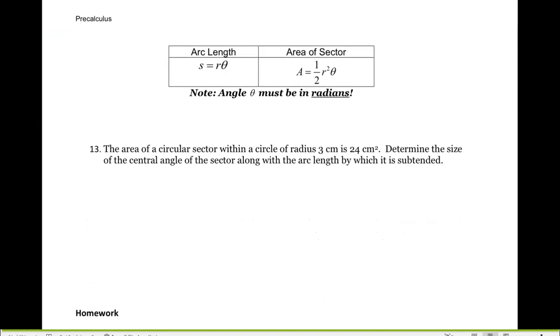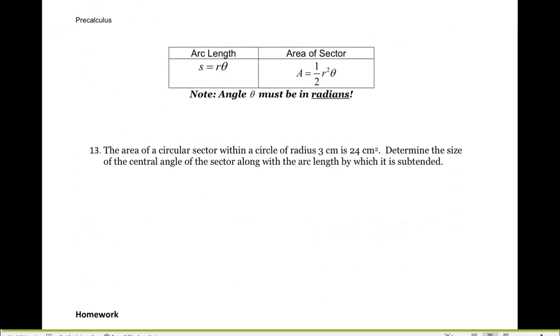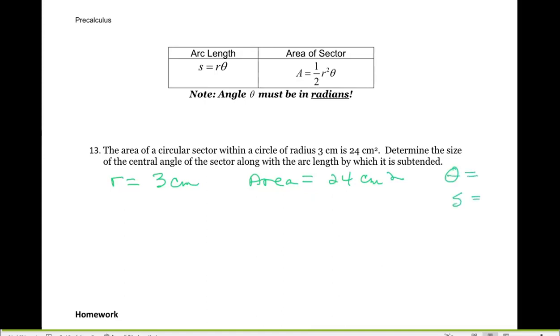Okay, so then 13. Here I give you the formula again. We're going to give you these formulas. The area of a circular sector within a circle has a radius of 3. So I'm going to write down what I have. Radius of 3 centimeters. And so the area is 24 centimeters squared. Determine the size of the central angle along with the arc length. So I need the angle and I need the arc length.